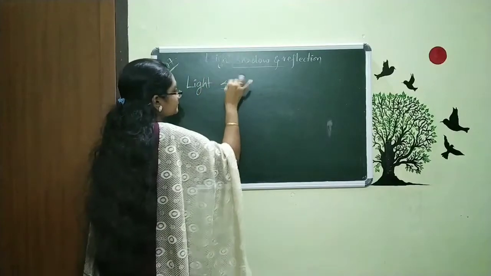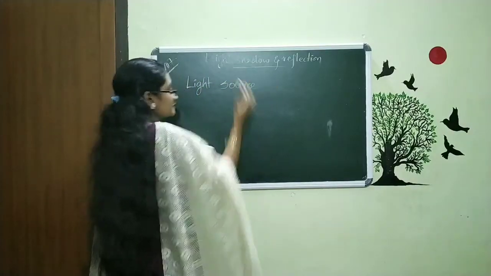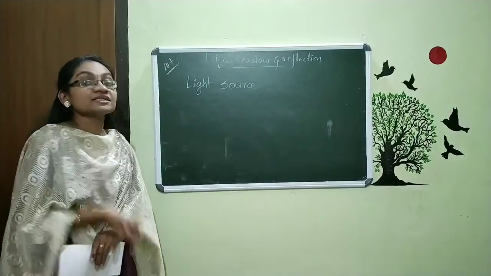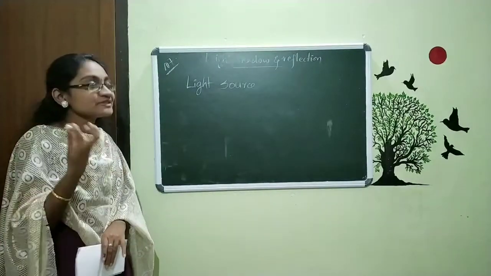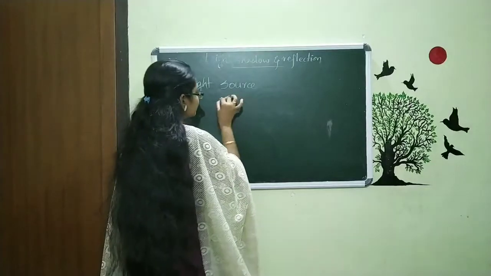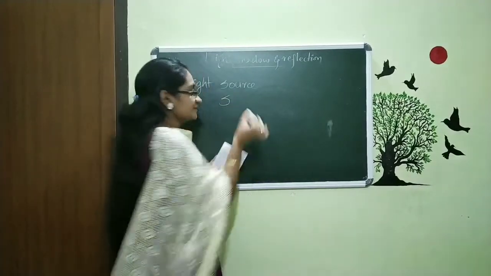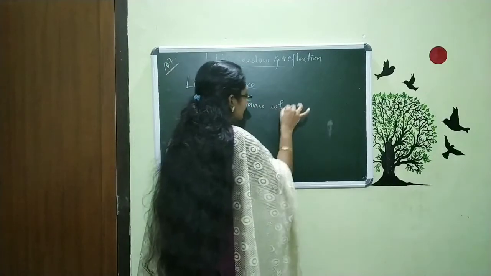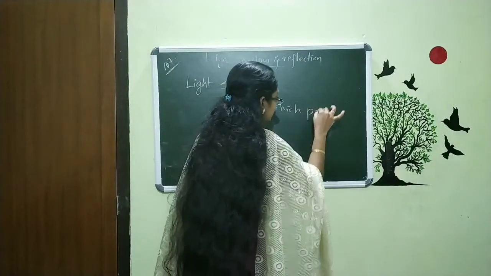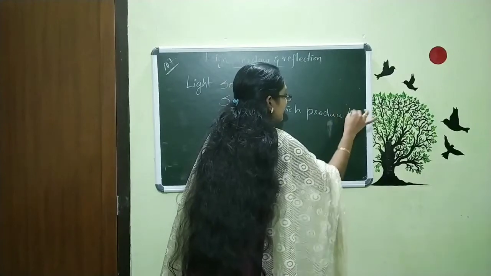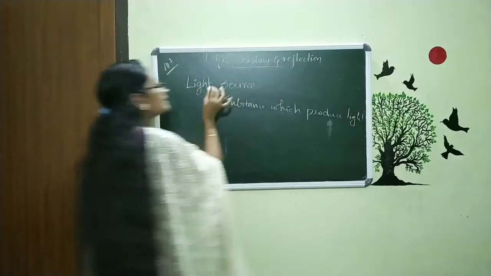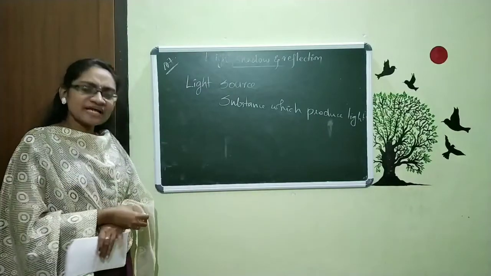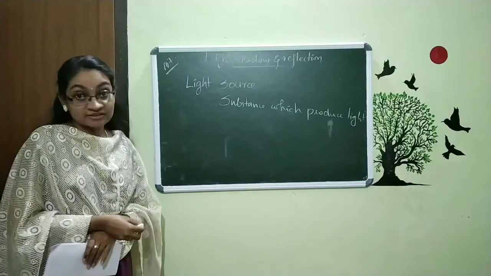Light source. What is this light source? Light source means the source which produces light. The source or the substance which produces light is called a light source. Which are the examples for this light source? There are different types of light sources.